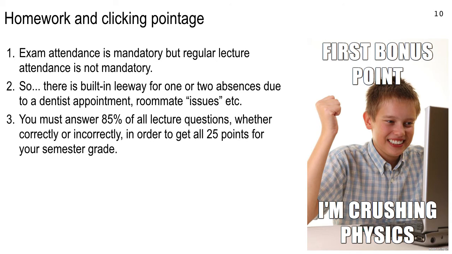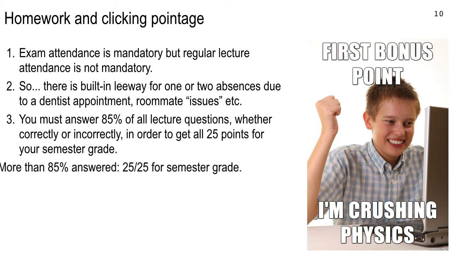Right, so here's how it works. You have to answer 85% of all the lecture questions in the semester. And if you do that, you get all 25 points. So that means, if I ask, I don't know, 200 clicker questions, and you're here for 170 of them, that's a couple lectures. You're not here for 30 of the questions, but you answer the other 170, you're good, 25 points.